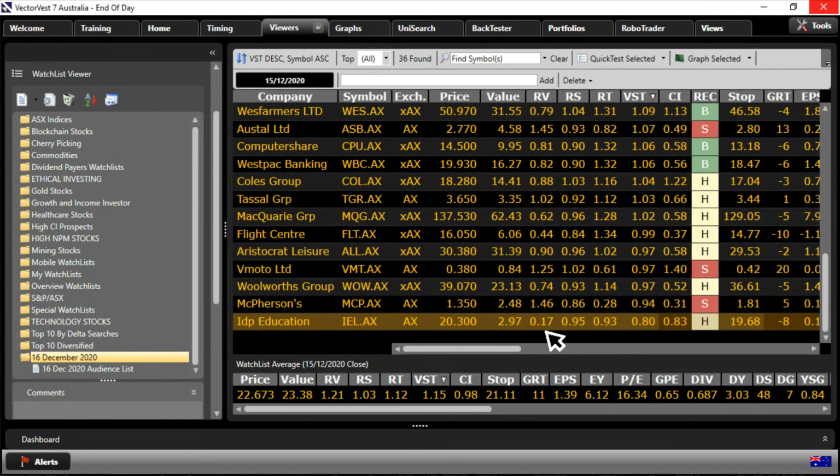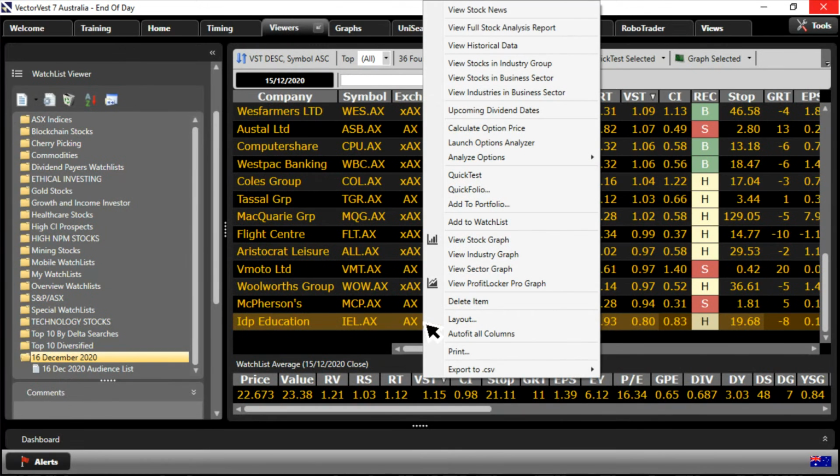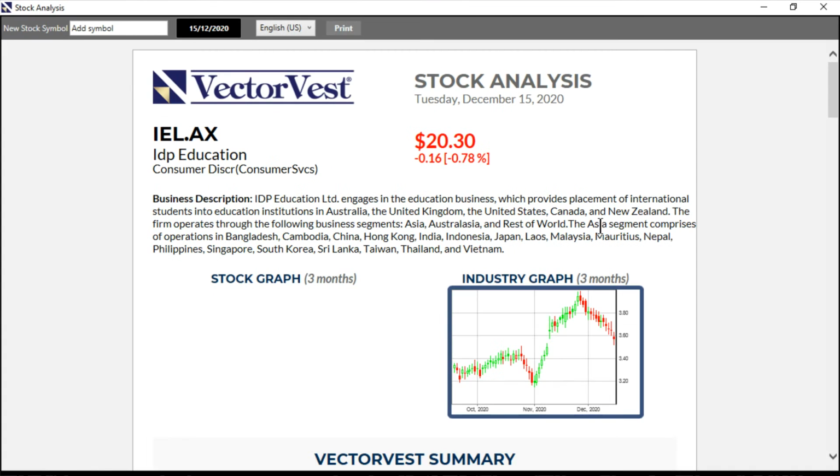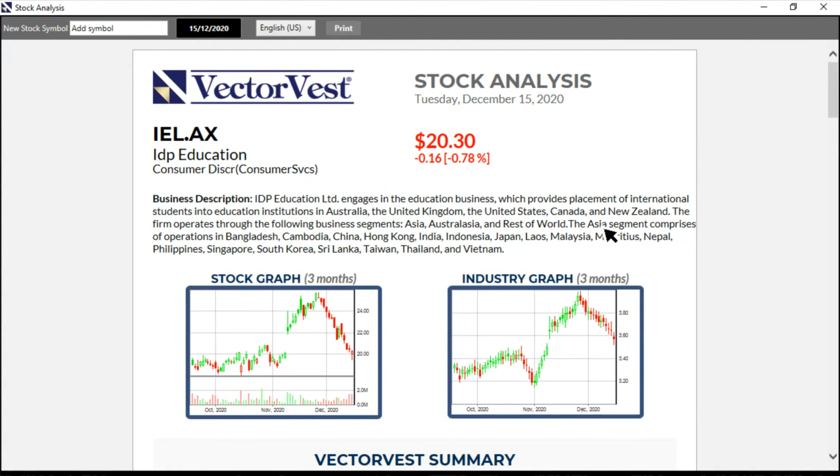All right, if you get stuck with any of the definitions, right click any stock, and you can view the full stock analysis report. Let's fire this up just to show you. So you might want to do this for each and every stock that you're considering. All right, you can read up about them. You don't have to print them all out. You can print them all out if you wish, but you can go through and have a look.